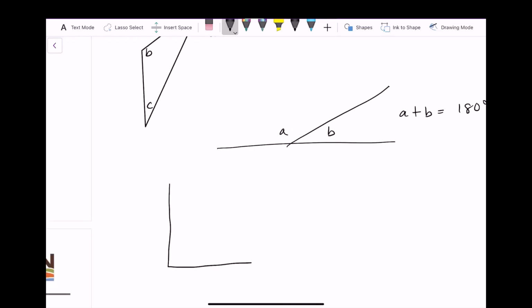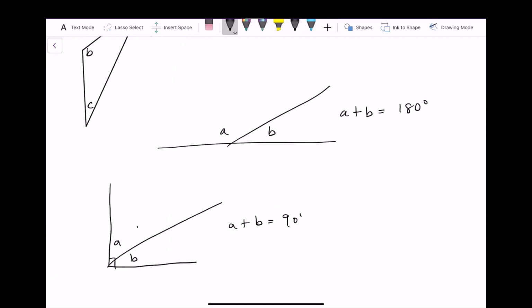Again, similarly, if we have a 90-degree quadrant that we're dealing with, and we have a line off here, and we have an angle A and an angle B, we know that A plus B is 90 degrees here.